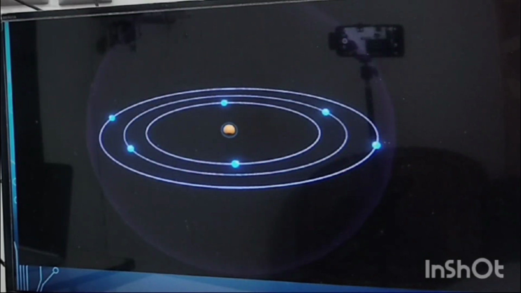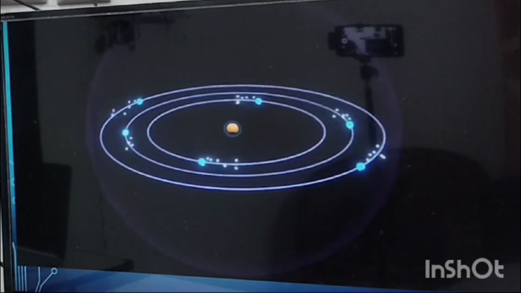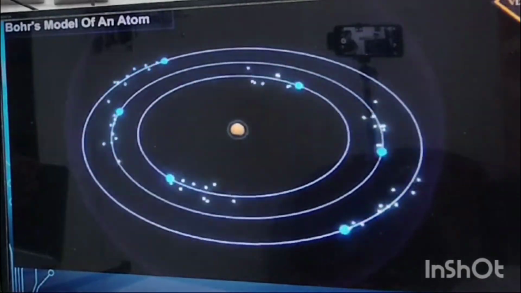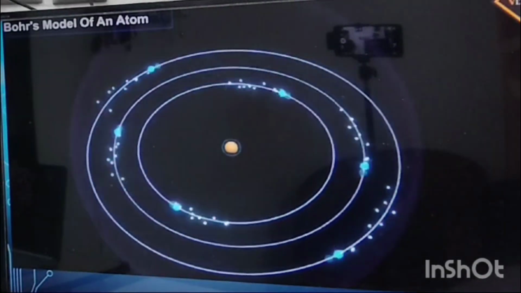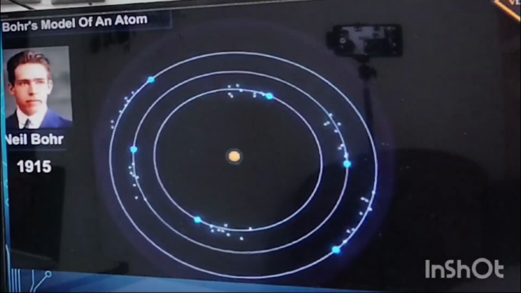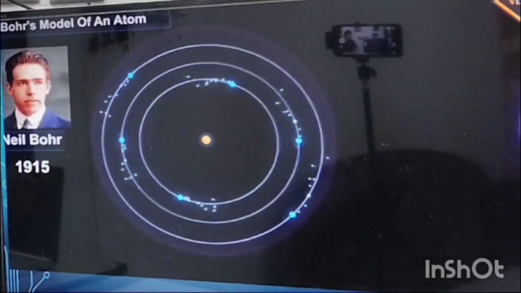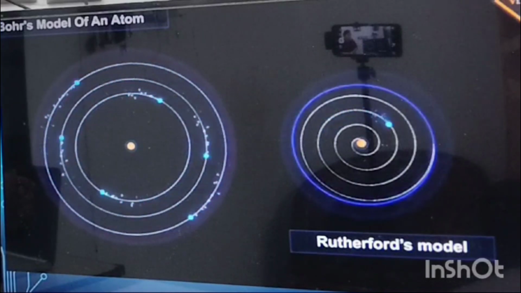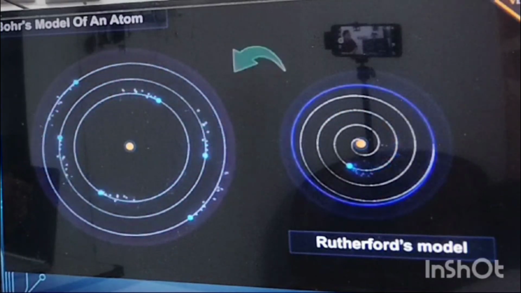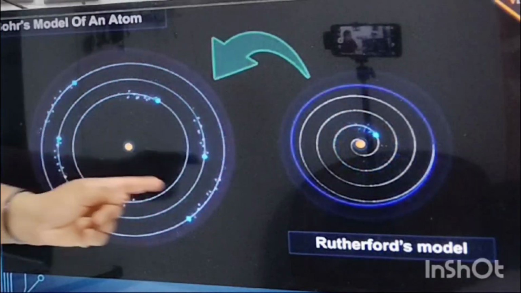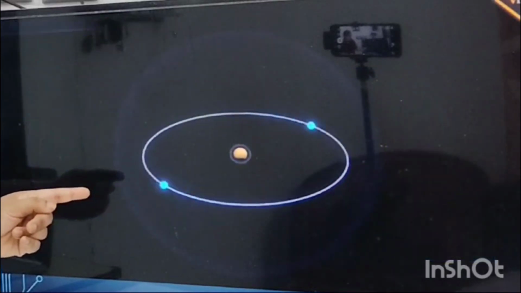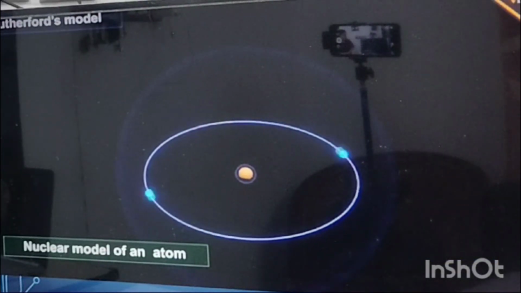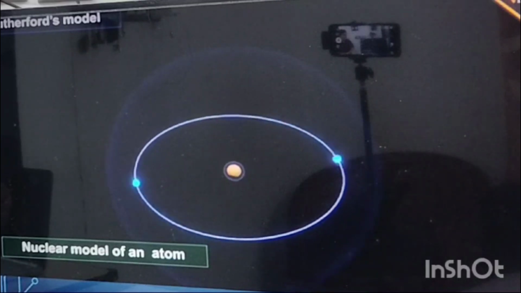Let's see the video. Niels Bohr, 1915. Rutherford's model, that's the difference. Here fixed orbits are there. Nuclear model of an atom.